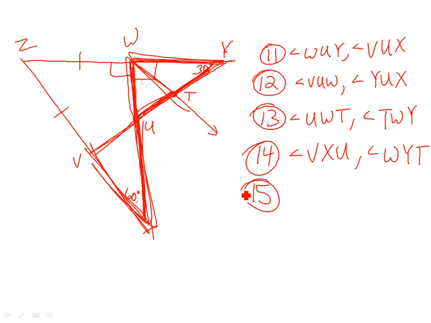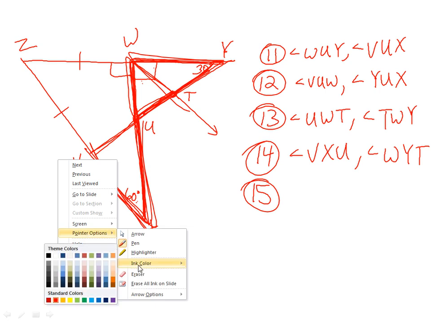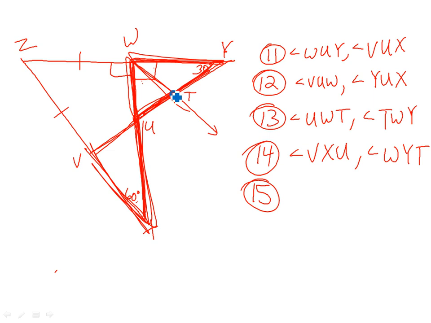Name a linear pair whose vertex is T. Let me do this. Can't see that anymore. So we want our vertex to be right there. What's a linear pair, anybody? Don't make linear pairs harder than they are. Think of what the name says, linear pair. So what's pair tell us?